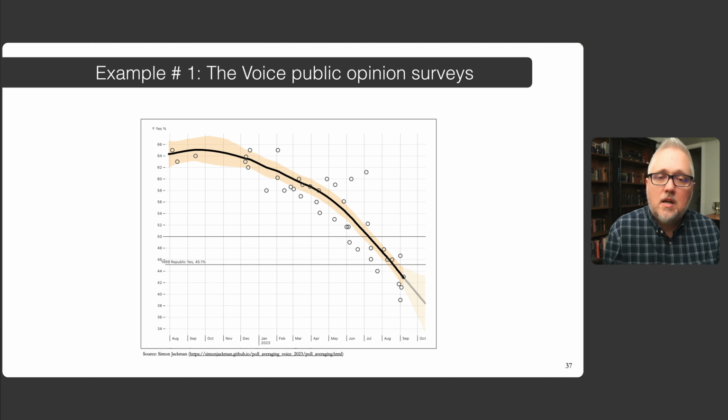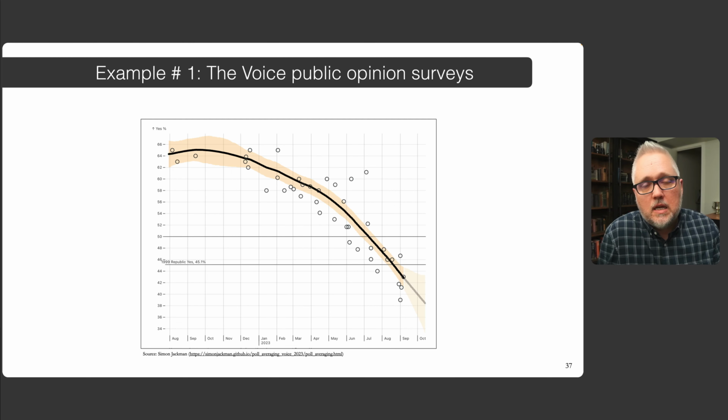In this case, the voice referendum here in Australia, due for a vote on October 14th, 2023. And you can see here that there's been a number of different polls in those circles, and the average is that solid, thick black line. And you can see a pretty consistent decline in recent months. You do have outlier polls that are either below or above the confidence interval around the mean value.